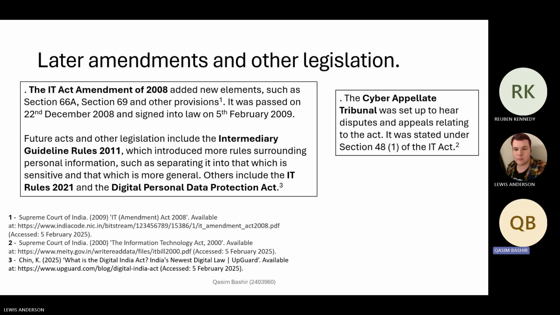Future acts and other legislation include the Intermediary Guideline Rules 2011, which introduced more rules surrounding personal information, such as classifying or separating personal information into that which is sensitive and that which is more general. Others include the IT Rules 2021 and the Digital Personal Data Protection Act, which is related to the Digital India Act, which both are from around 2022 to 2023, which has started to be implemented since around then, I believe.